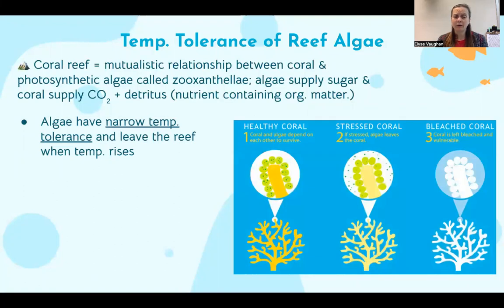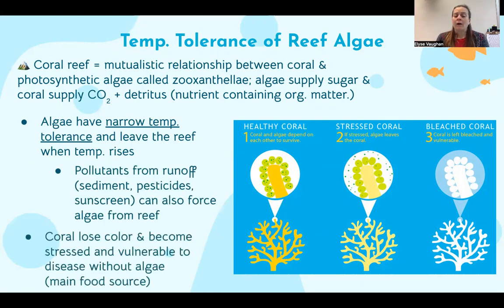Because the algae have a narrow temperature tolerance, when the temperature gets too high, the algae start to leave, the corals get stressed, the corals kick the algae out, and the corals lose their color. They become stressed, and they become vulnerable to disease without their main food source of the algae. So temperature is one of the things that can cause the algae to leave the reef, but also other pollutants: sediment, pesticides, even some chemicals from sunscreens can also force the algae to leave the reef.